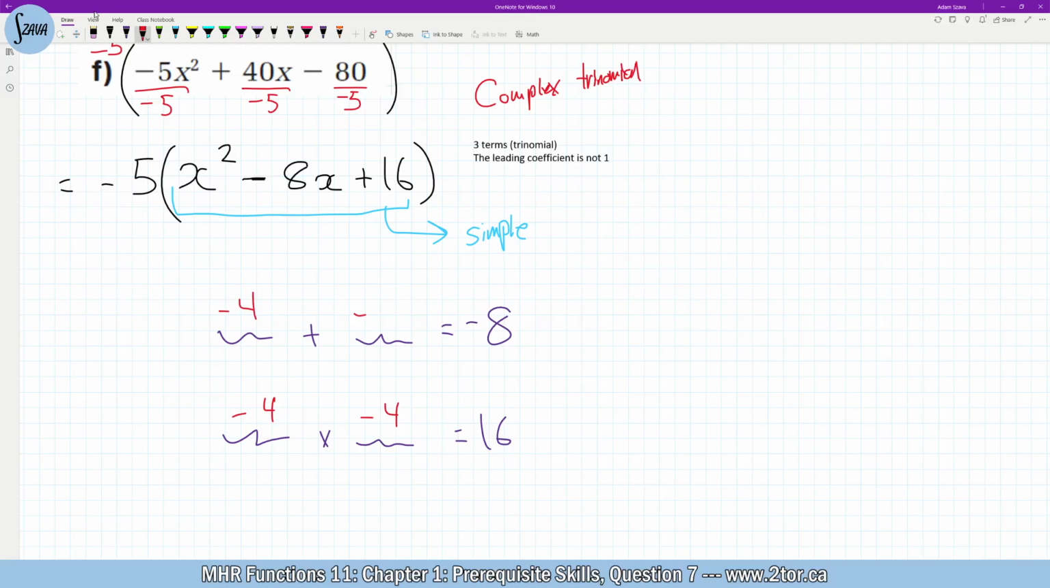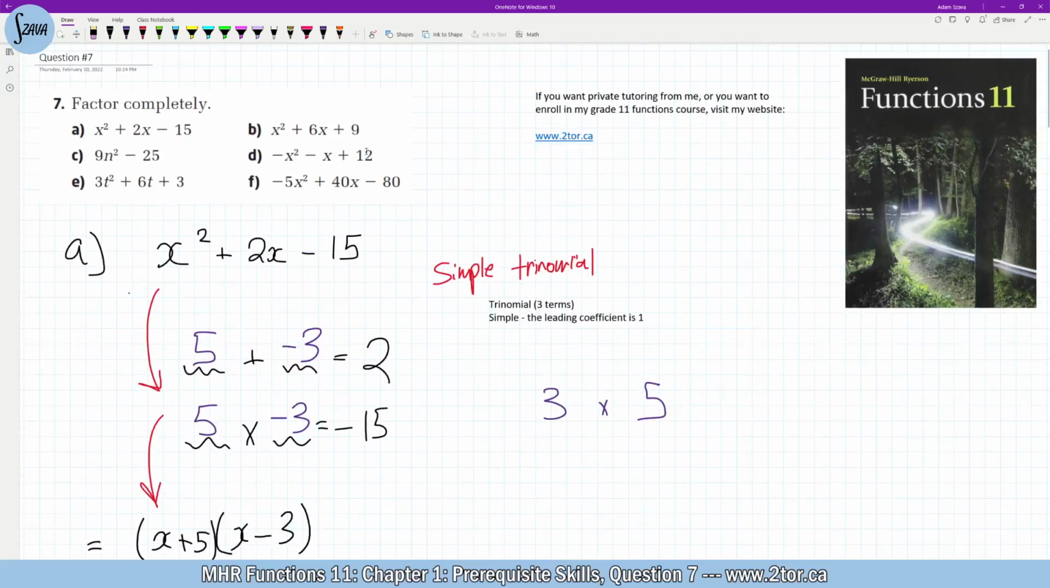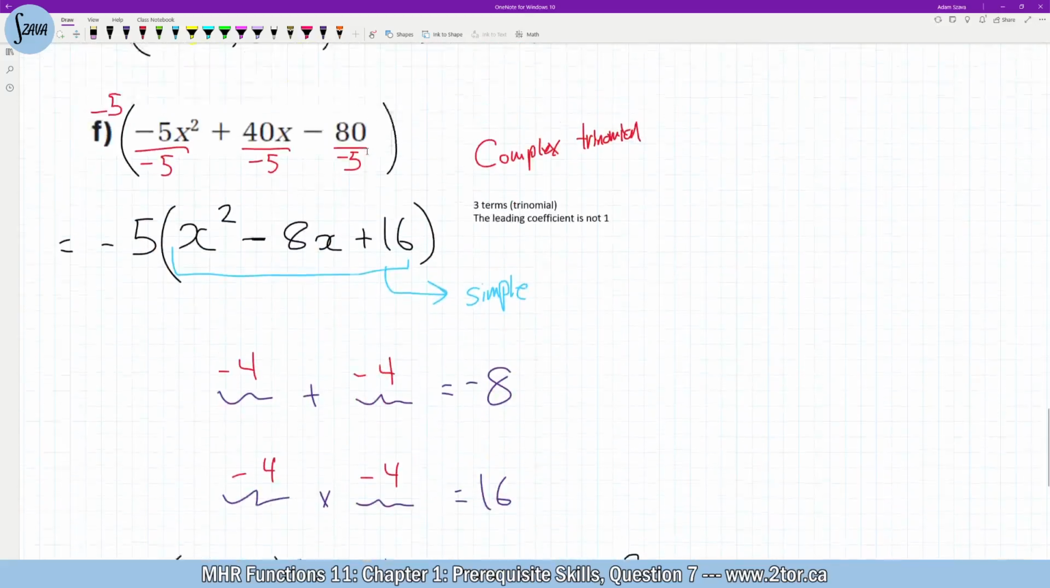So remember, two negatives multiply to become a positive, and two negatives add to become a negative. So we have -5, x minus 4, x minus 4, and you can write this as -5 times x minus 4 squared. Okay, I think that's the last part of the question. There we go. So that's all for this.